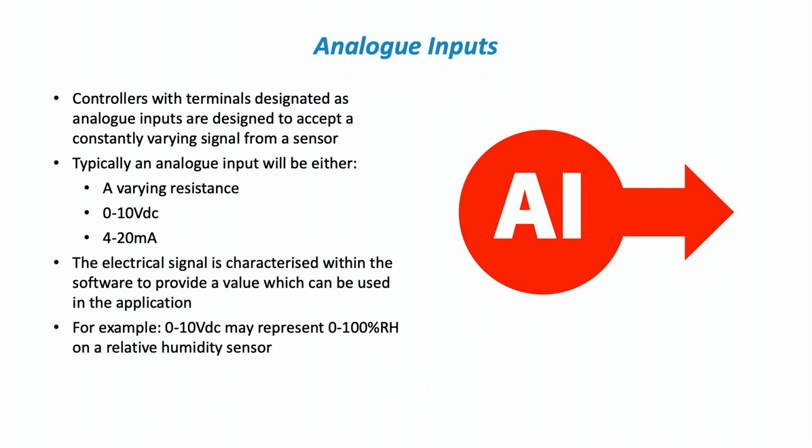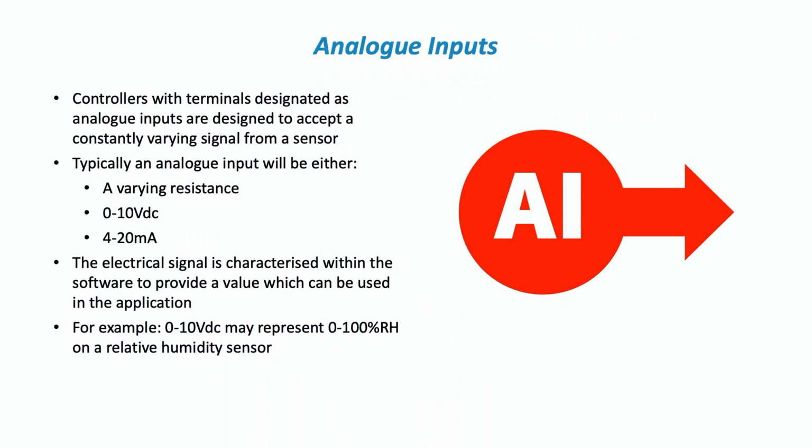So in terms of the I/O that we have for our BEMS, we have analog inputs. Any controllers that have terminals designated as analog inputs will accept a varying signal from a sensor. And when I say a sensor, that's anything which is sensing an analog value out in the real world. For BEMS, we typically have 3 values that we look at. There are more, but the 3 here are the most common types of values that we see in BEMS in terms of analog signals. The first one is a varying resistance.